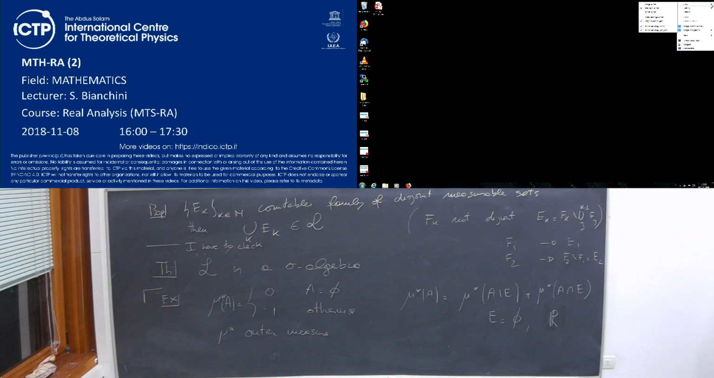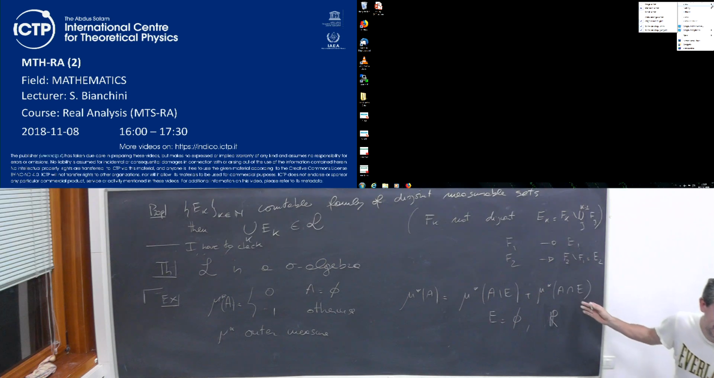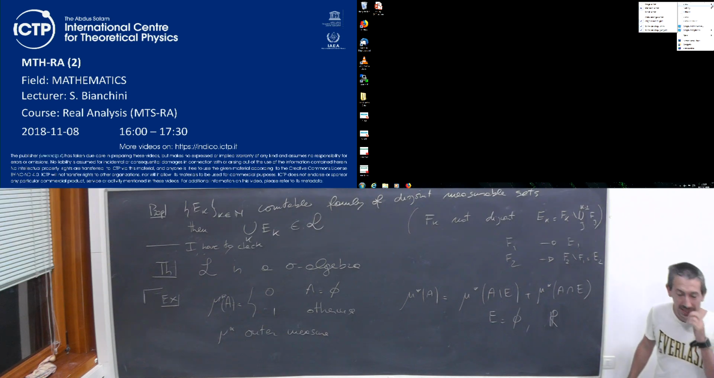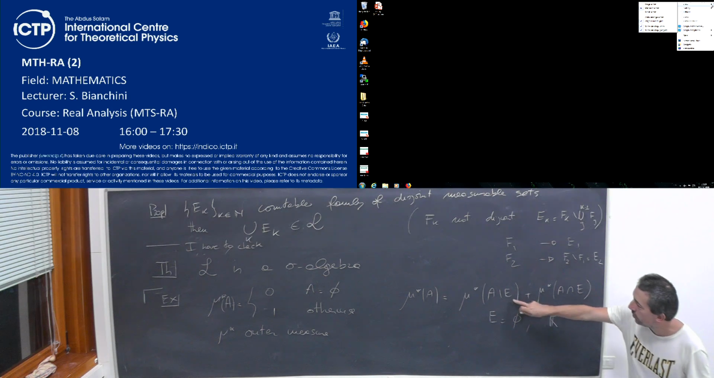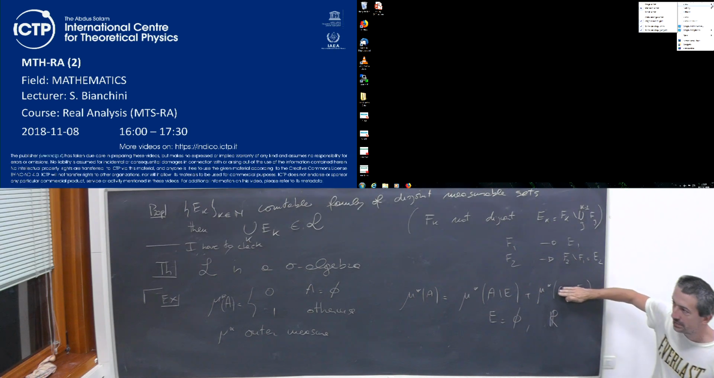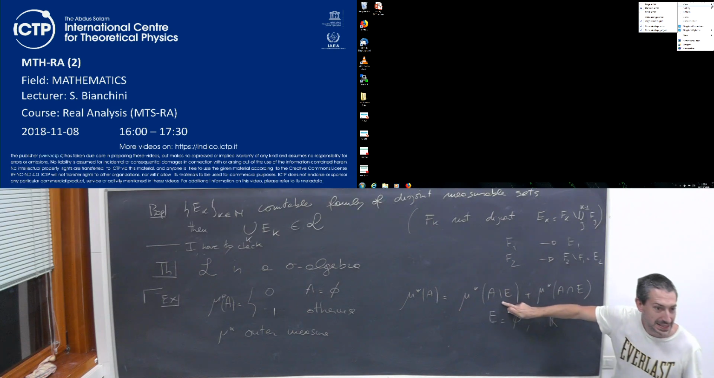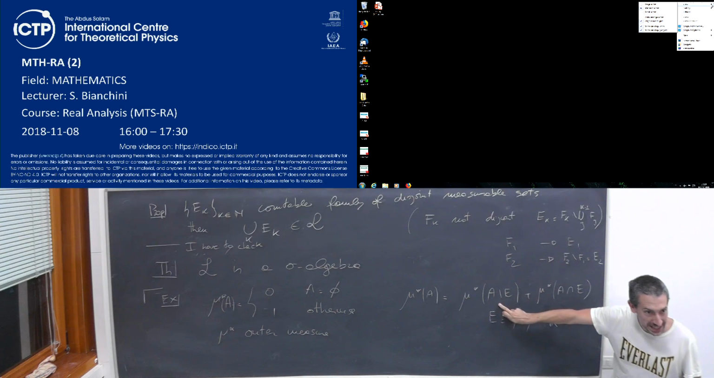Sorry, but if A is not empty, then we only have that one of these should be empty. This should hold for any A. So we take A not empty and show that this cannot be equal, unless E or the complement of E are empty. If E is empty, this is 0 because it's empty, and this is infinity. If E is the whole set, this is empty, and this is infinity.